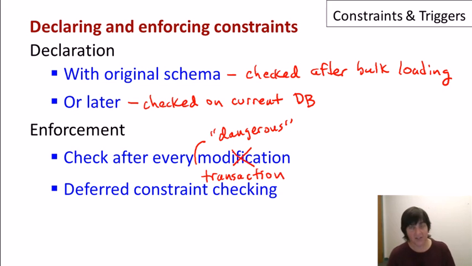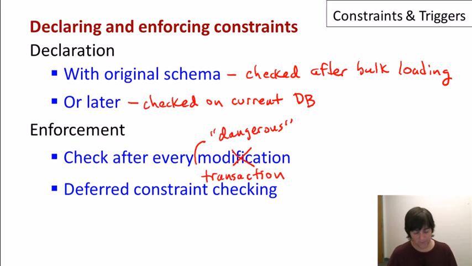So we'll talk about transactions in a separate video, but the concept of transactions is that you can group a bunch of modifications together and they'll be executed as a unit. And that unit is used for other purposes as well, for managing concurrency and for recovery. But in terms of constraints, it can also be the unit of modification that's used for constraint checking.